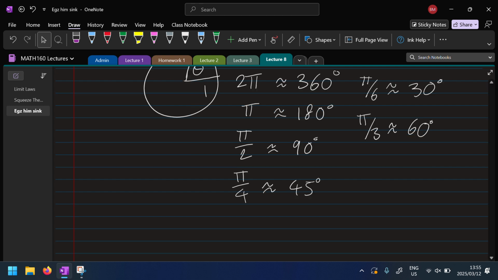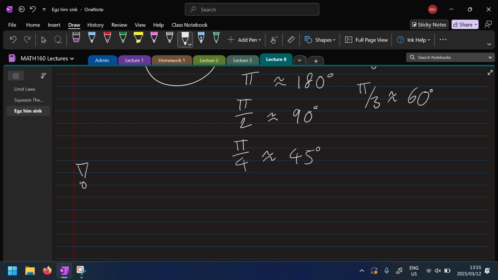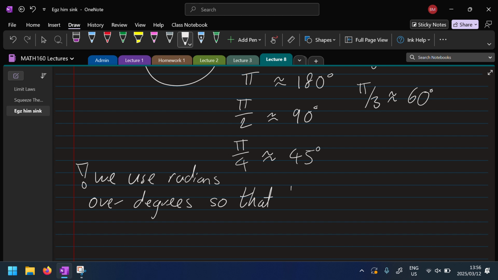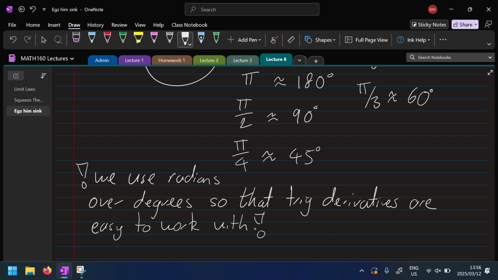So we use radians over degrees so that trig derivatives are easy to work with. We'll only look at this next week when we do the derivatives.